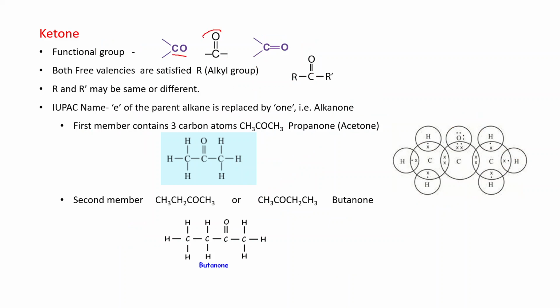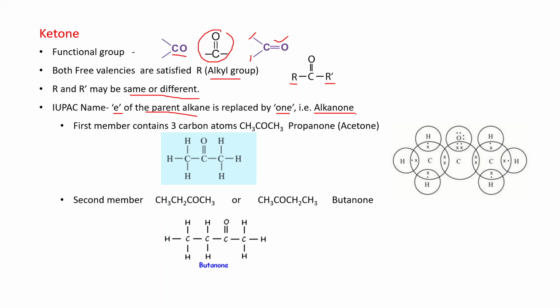This may also be written like this, CO. And both these free valencies of this carbon are always satisfied by alkyl groups. These alkyl groups may be the same or may be different. That's why we can say this is R and R dash. They may be the same or they may be different. Then how can we write the name? We can say the E of the parent alkane is replaced by ONE. Then we will get alkanone.